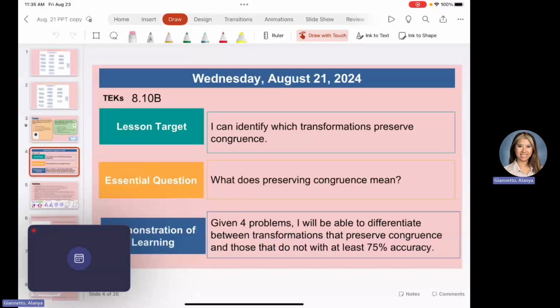So we're continuing our lesson on transformations that preserve congruence. Our TEKS for today is 8.10b, and our daily objective is: given 4 problems, I will be able to differentiate between transformations that preserve congruence and those that do not with at least 75% accuracy.